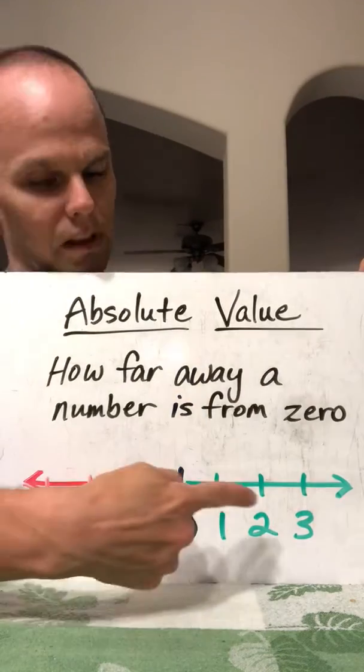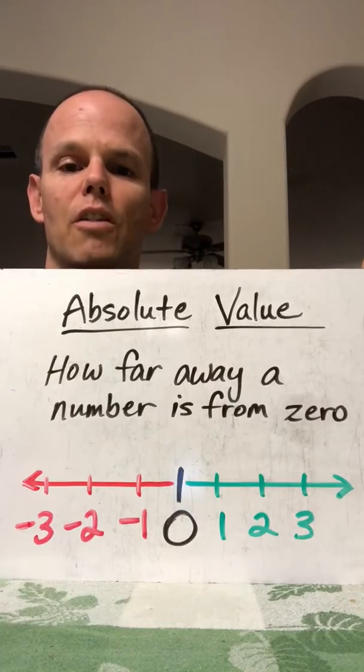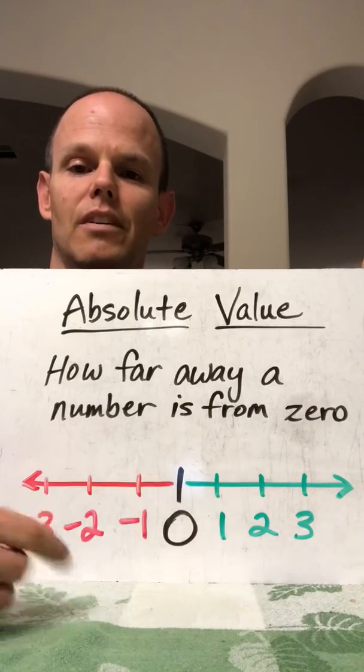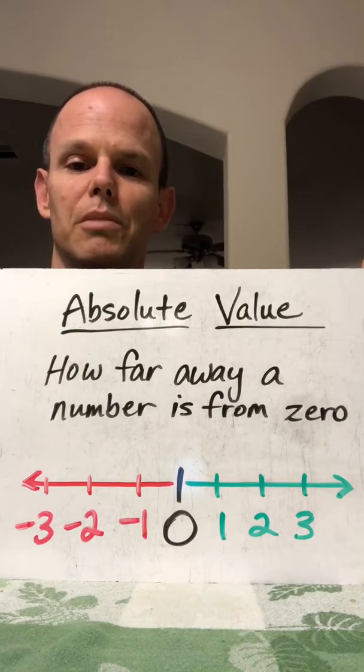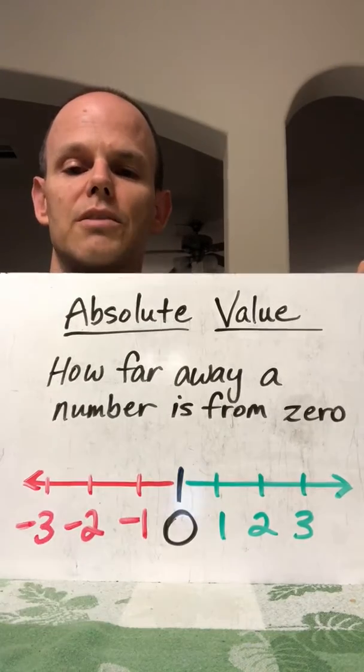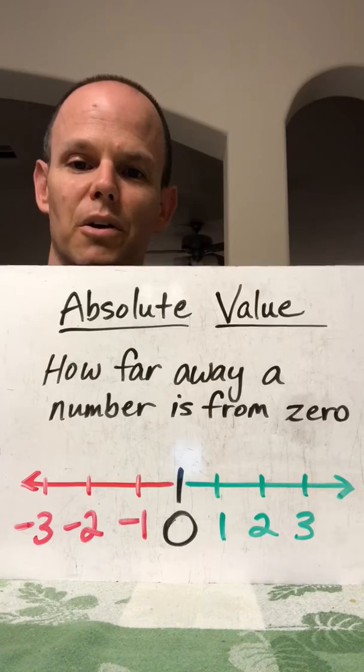Below is drawn a number line for you. 0 is black. All the positives are on the green side. All the negatives are on the red side. And so when you're looking at the number line, no matter where you are on it, you're always looking to see how far away from 0 you are.